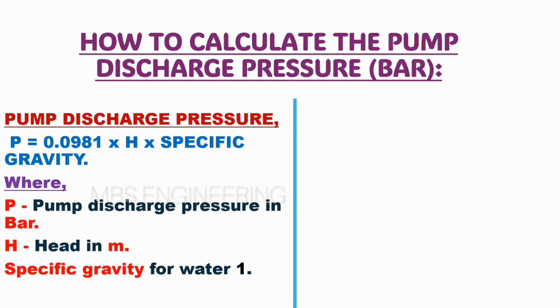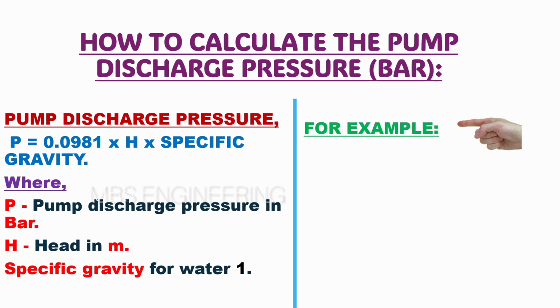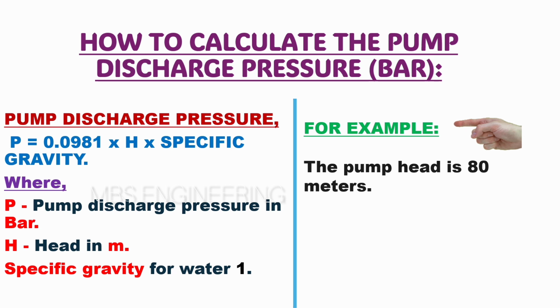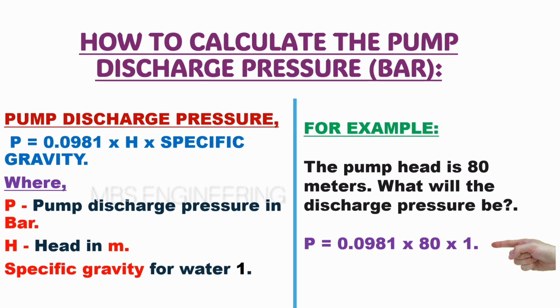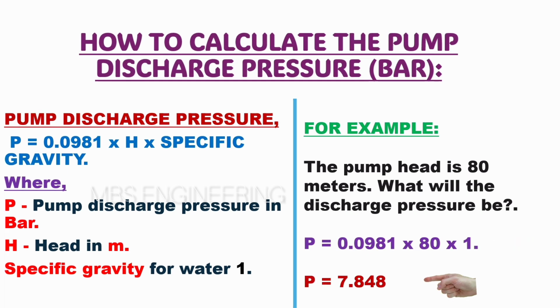Next, we will learn a sample example to calculate the pump discharge pressure. The pump head is 80 meters. What will the discharge pressure be? P = 0.0981 × 80 × 1. Therefore, the pump discharge pressure P = 7.848 bar.